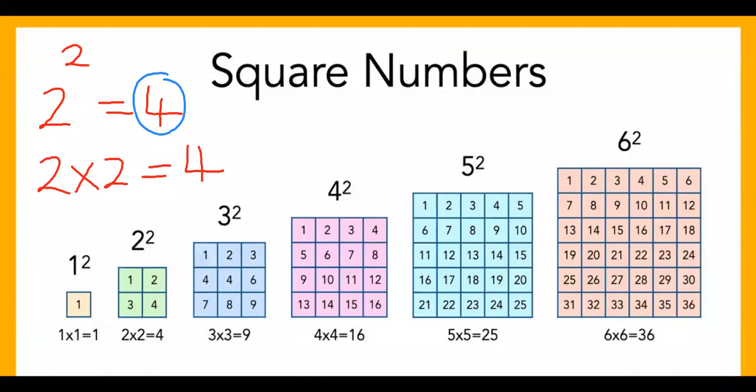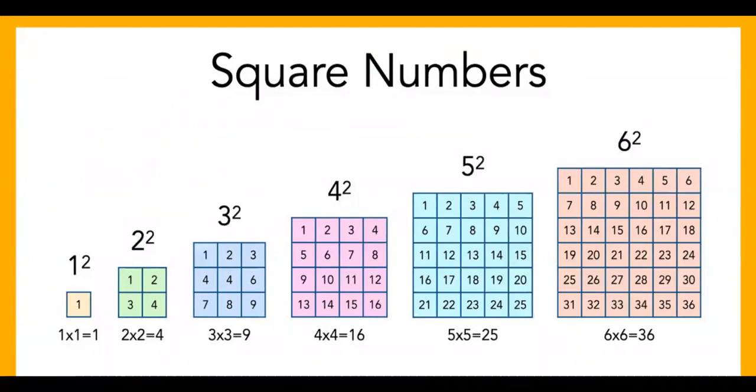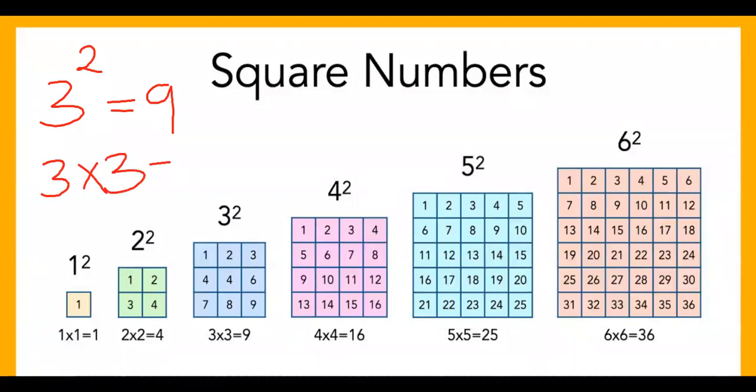Let's do the same thing for 3. Let's take 3 and raise it to the power 2. Just punch your calculator. 3 squared is going to give us a 9. Or alternatively, just say 3 times 3. 3 times 3 is going to give us a 9. So 9 is our square number.